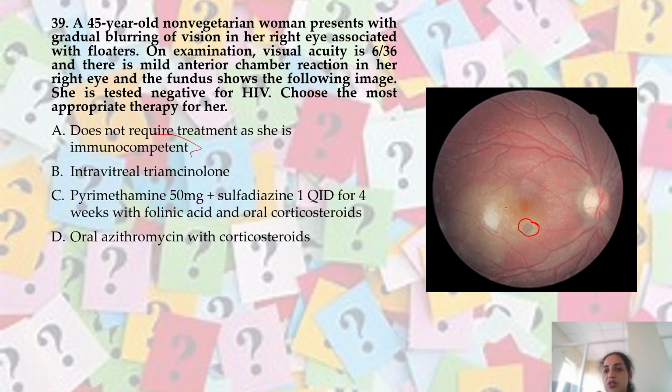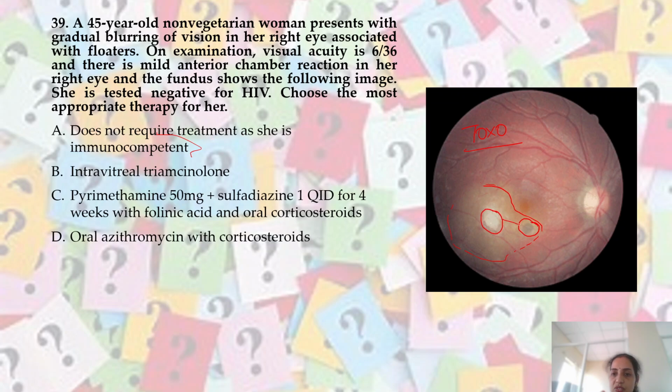Okay, there is an old choroiditis scar, and you see a fresh retinitis lesion sitting next to it. There is a little bit of surrounding retinal edema. So this is classically a solitary lesion in close proximity to an old scar. So probably we are dealing with toxoplasmosis here. So does not require treatment as she is immunocompetent?